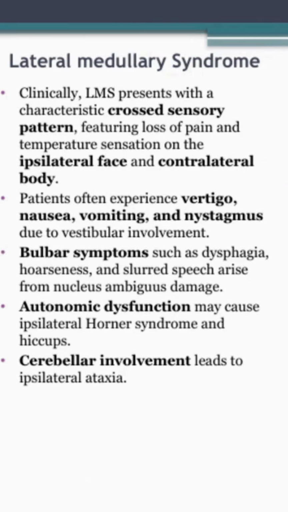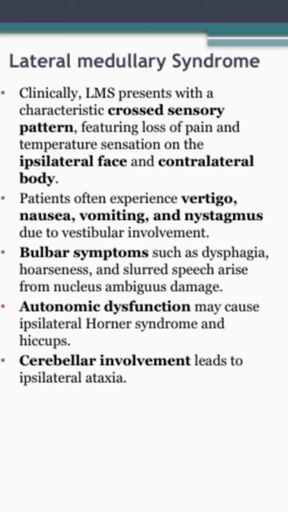Lateral medullary syndrome, also known as Wallenberg syndrome, has some distinctive clinical features. One key point is the crossed sensory pattern we see, loss of pain and temperature sensation on the same side of the face, which is the ipsilateral face, and on the opposite side of the body, the contralateral side. This pattern reflects the way the sensory pathways are organized in the brainstem. Patients often experience vertigo, nausea, vomiting, and nystagmus, which are signs of vestibular system involvement. This explains why they might feel dizzy or off balance.